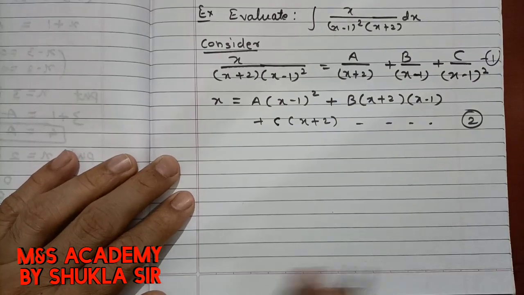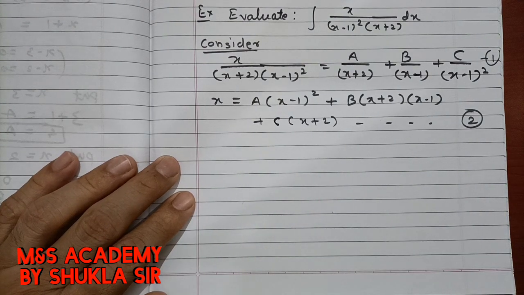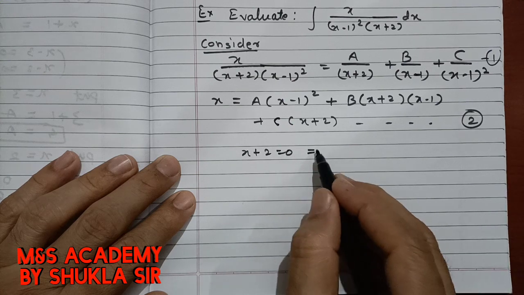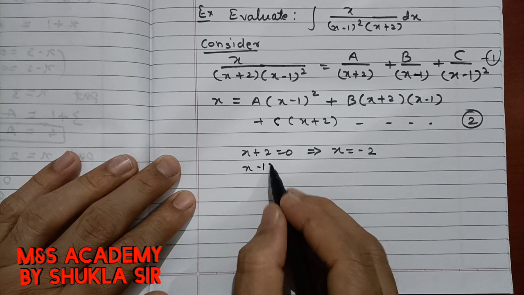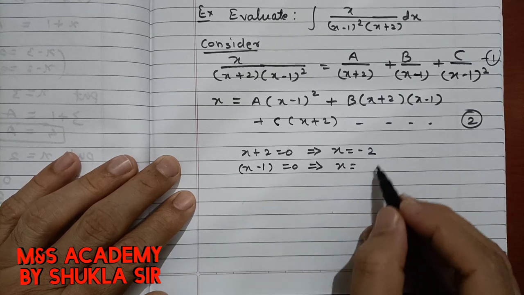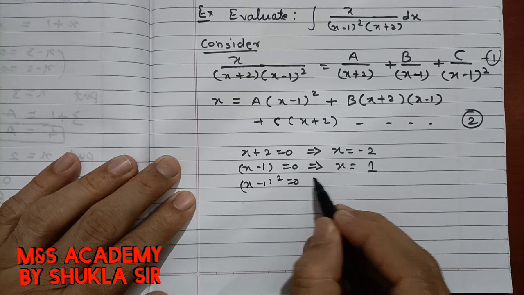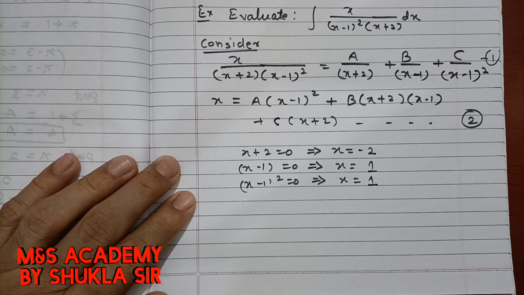Now next one, finding the value of x. So we'll put all the factors equal to 0. So x plus 2 is equal to 0. This implies x is equal to minus 2. x minus 1 equal to 0. This implies x is equal to 1. x minus 1 the whole square equal to 0. This implies x is equal to again 1. Because it is a repeated factor, obviously we have the values, no doubt.